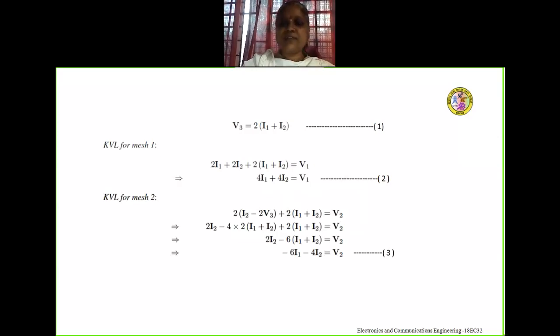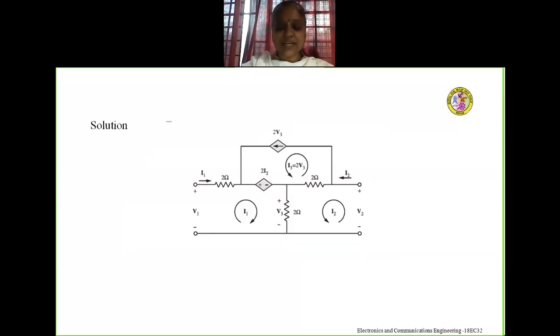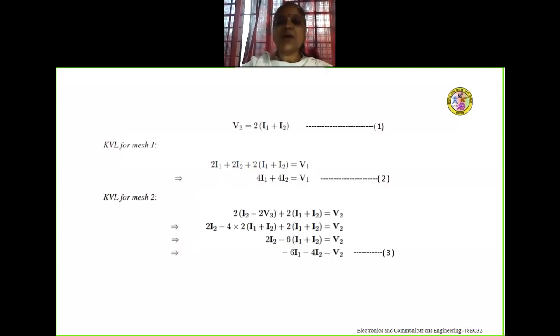Equation 1 is the value of V3. We know it is the voltage across the 2 ohm resistor, and the current through this 2 ohm resistor is I1 plus I2, because this resistor is common to loop 1 and loop 2, and both currents are flowing in the same direction. Therefore, V3 becomes 2 into (I1 plus I2), as written in equation number 1.